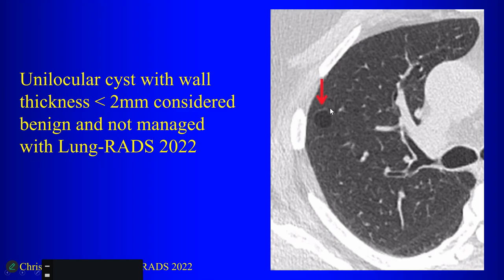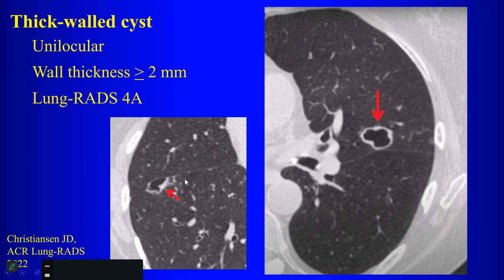Okay, if the cyst is less than 2 millimeters, that is not an atypical pulmonary cyst. This does not get scored. This does not change your management. We don't worry about this, okay? Probably a small pneumatocele or bulla, does not matter. If it's greater than or equal to 2 millimeters, now we have an atypical pulmonary cyst. The score is 4A. What is the follow-up for a 4A lesion?